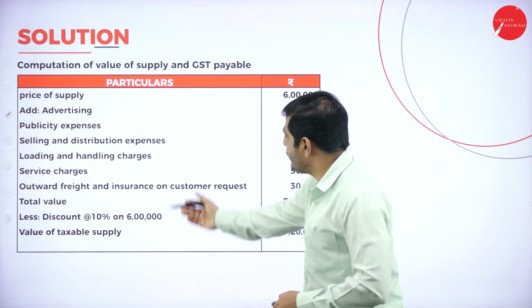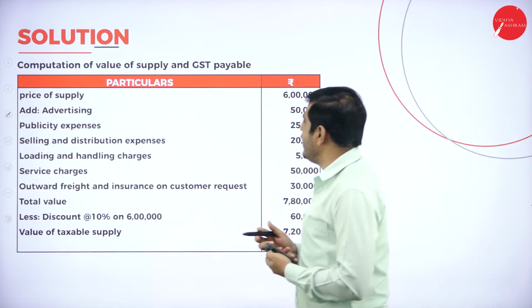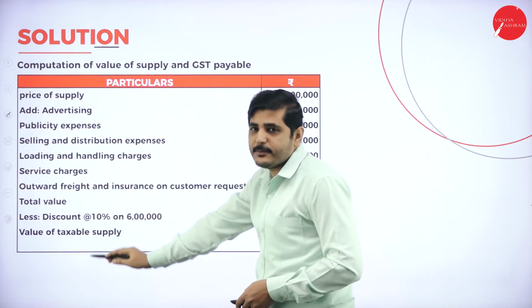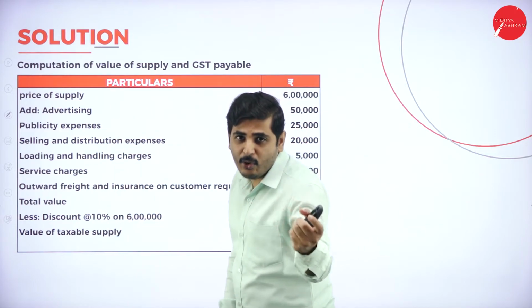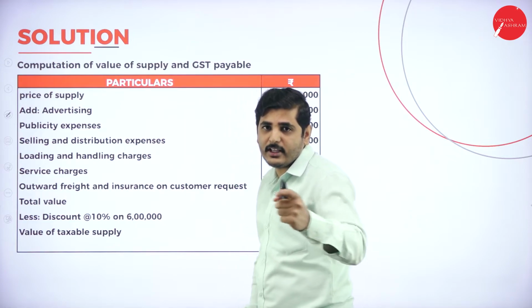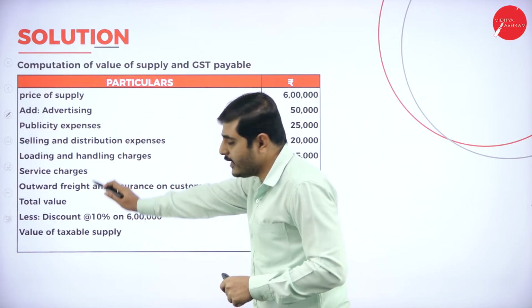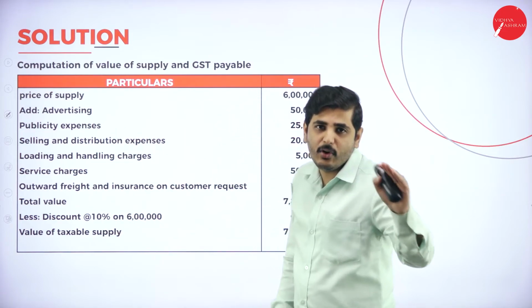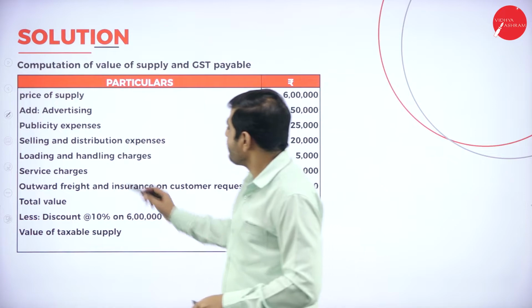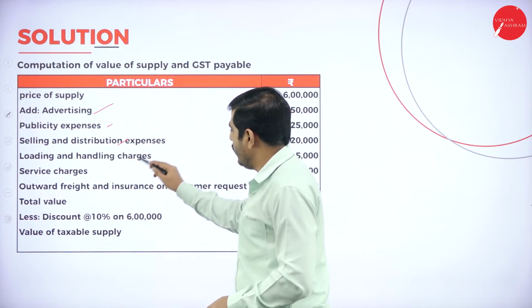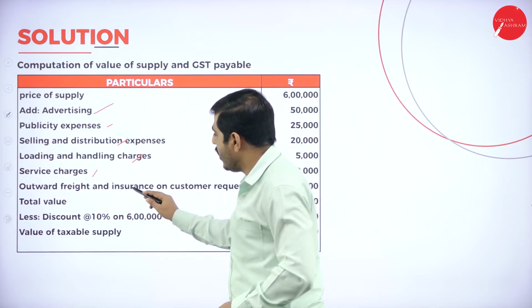Now let's go to the problem: computation of value of supply and GST payable. The price of supply is 6 lakh rupees. Add the following expenses. If it is excluding the following expenses or excluding GST, we should add them. If it is including, don't add the incidental expenses; directly go to the calculation of tax. So now add advertising, publicity, selling and distribution, loading and handling, service charges, outward freight.